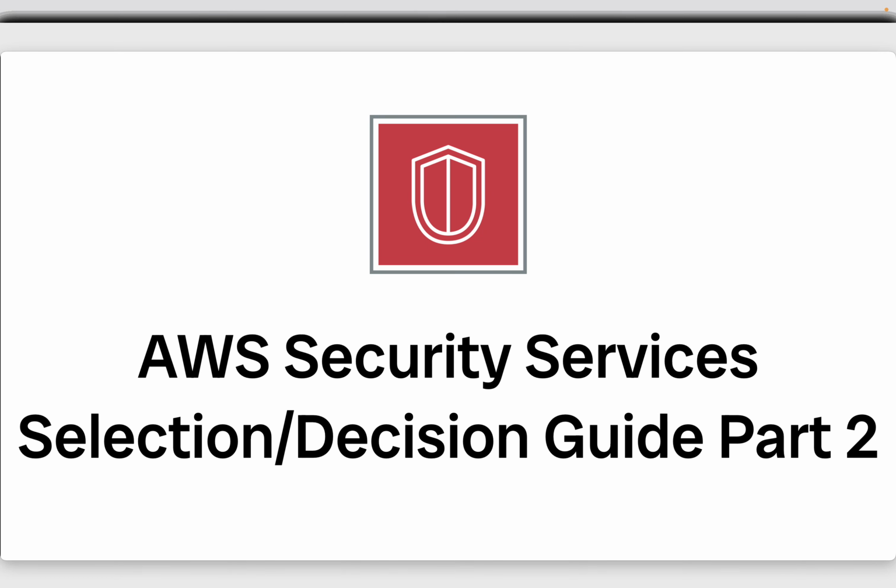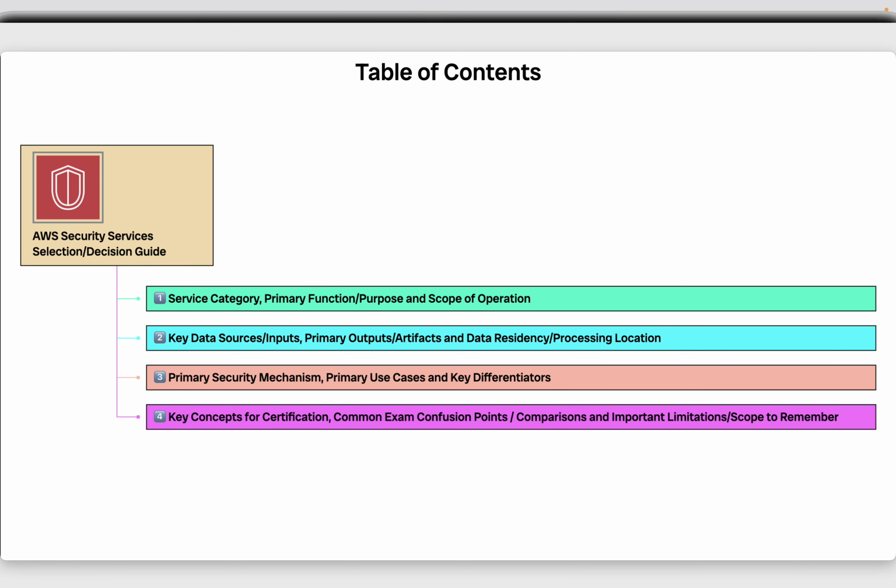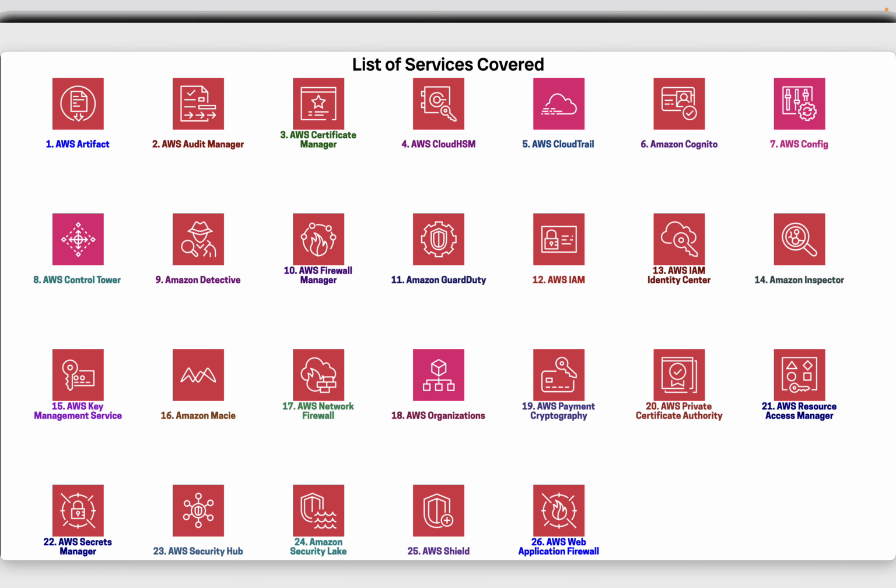Hello and welcome to part 2 of the AWS Security Services Selection or Decision Guide. This lecture will contain the remaining two topics, which are primary security mechanism, primary use cases and key differentiators, and finally key concepts for the certification exam, common exam confusion points and comparisons, and some important limitations and scope to remember. And the same set of 26 services.